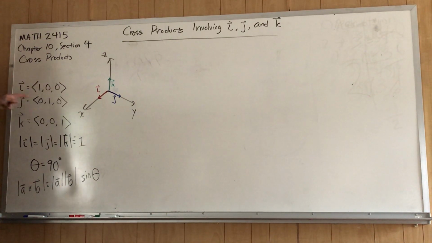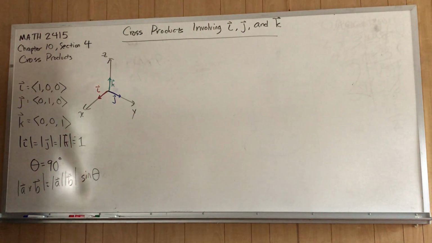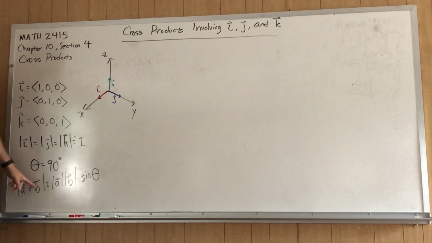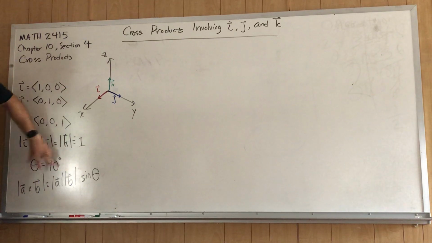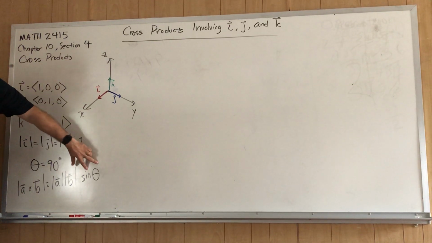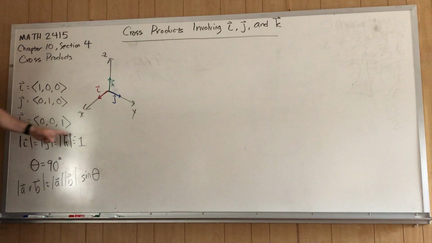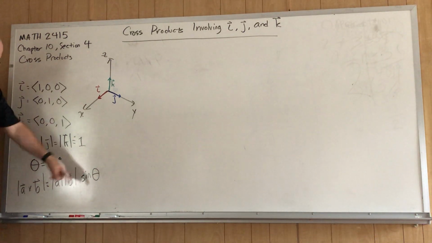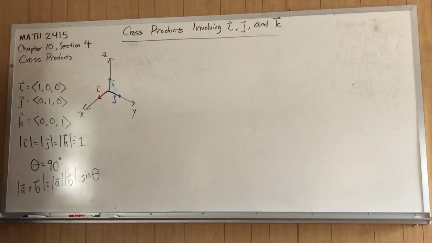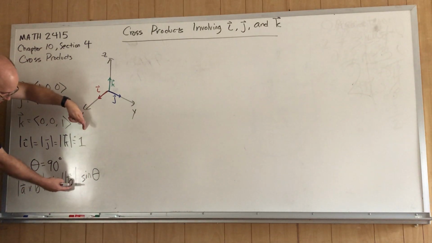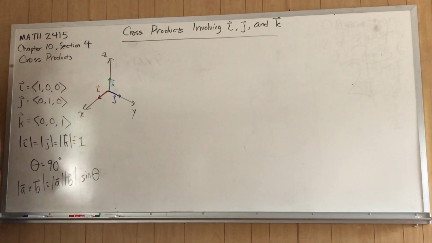Specifically, the angle between any two of these is 90 degrees, which means that the cross product of any two of them, the magnitude, would be the product of their magnitudes times the sine of 90 degrees. But all of them have a magnitude of 1, and the sine of 90 degrees is also 1, which means if we take any two of these and form their cross product, the magnitude will be 1 times the sine of 90 degrees, which is 1. In other words, the magnitude of the cross product of any two of these is always equal to 1.